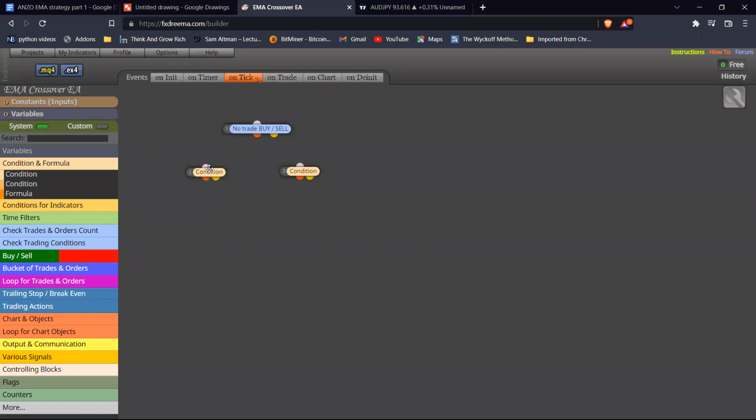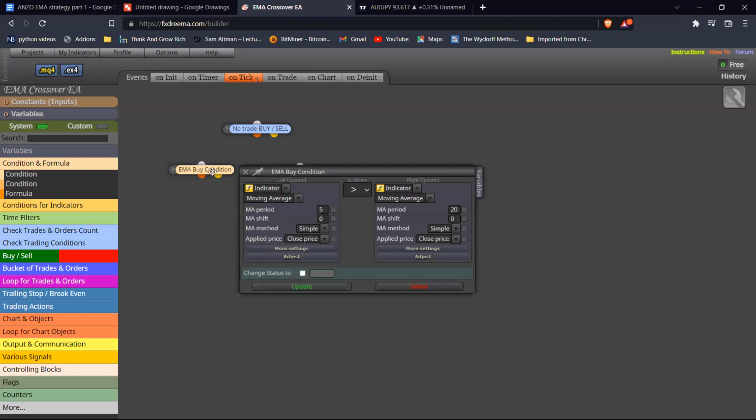So under conditions, what I'm going to do here is right click on edit, and name this EMA buy condition. So this will be EMA buy condition. Now, if you want to go in and modify the parameters, just double click on it.